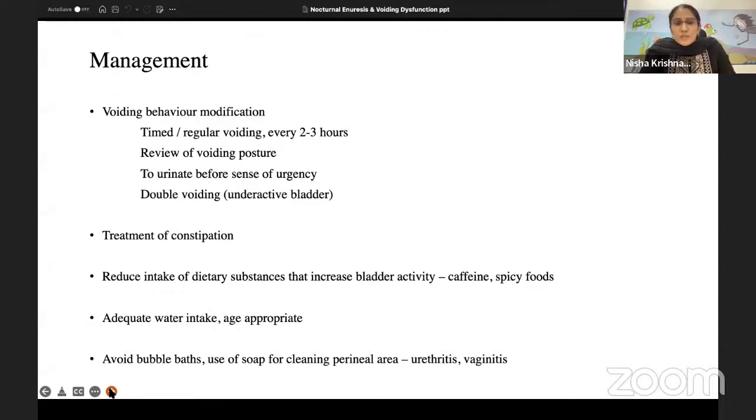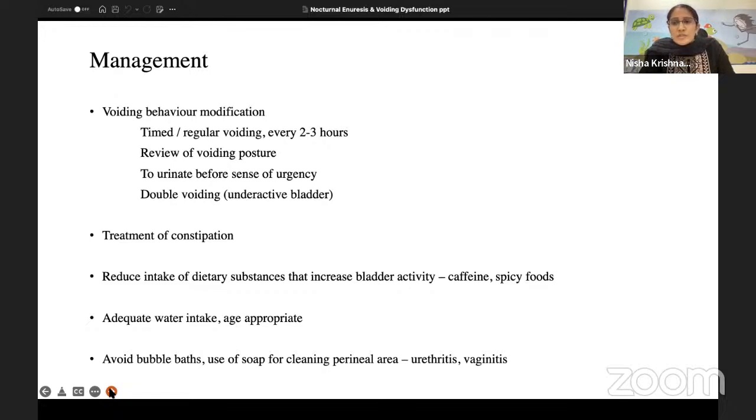So what's important is, A, the child has to have an adequate water intake, whatever is appropriate for that age. They have to have a habit of timed and regular voiding. This is something the importance of which has to be stressed to the child if they are at an age at which they can understand, and definitely to the parents, as to the importance of timed and regular voiding, which is usually around every 2 to 3 hours.